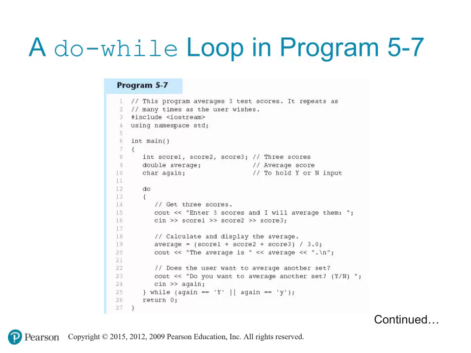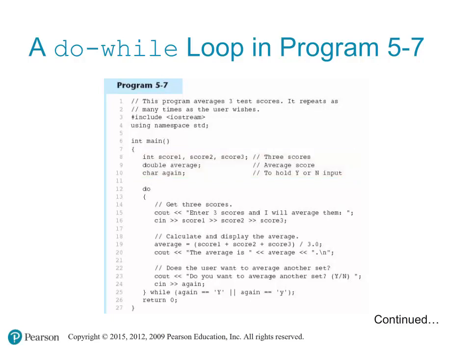This program demonstrates the use of a do-while loop to average 3 test scores. The loop allows the user to repeat the operation as many times as they wish. 3 integer variables, score1, score2, and score3, are declared to hold the test scores. A double variable average is used to store the average score. A char variable, again, is used to capture the user's choice for repetition.